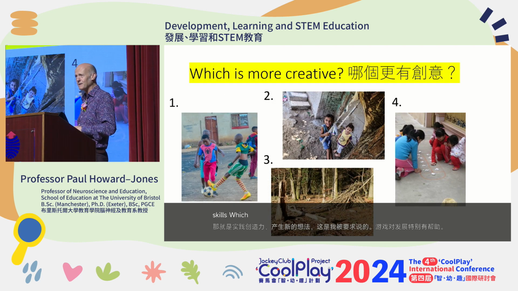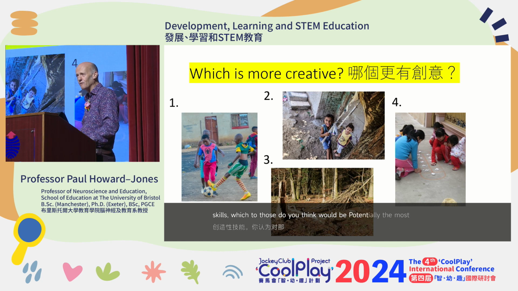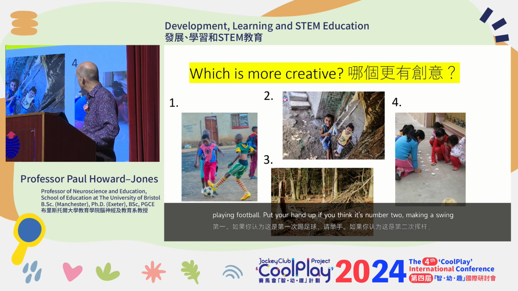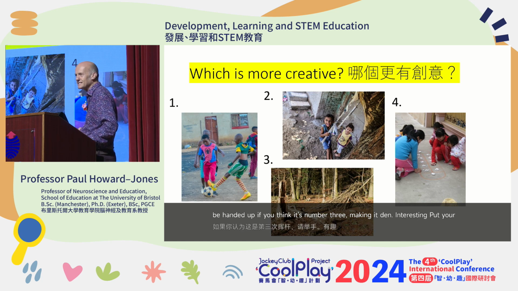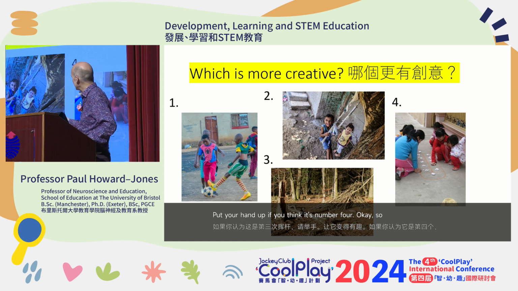Which of those do you think would be potentially the most helpful for developing creativity? Number 1, put your hand up if you think it's number 1, playing football. Put your hand up if you think it's number 2, making a swing. Put your hand up if you think it's number 3, making a den. Interesting. Put your hand up if you think it's number 4. Okay, so very clearly we think it's mostly number 2 and number 3.